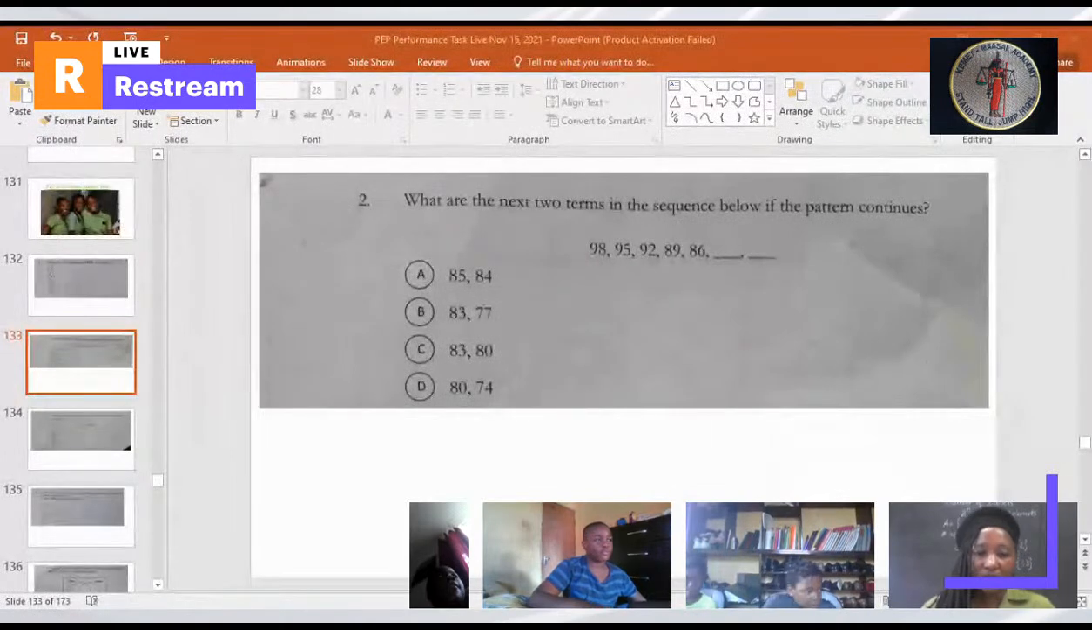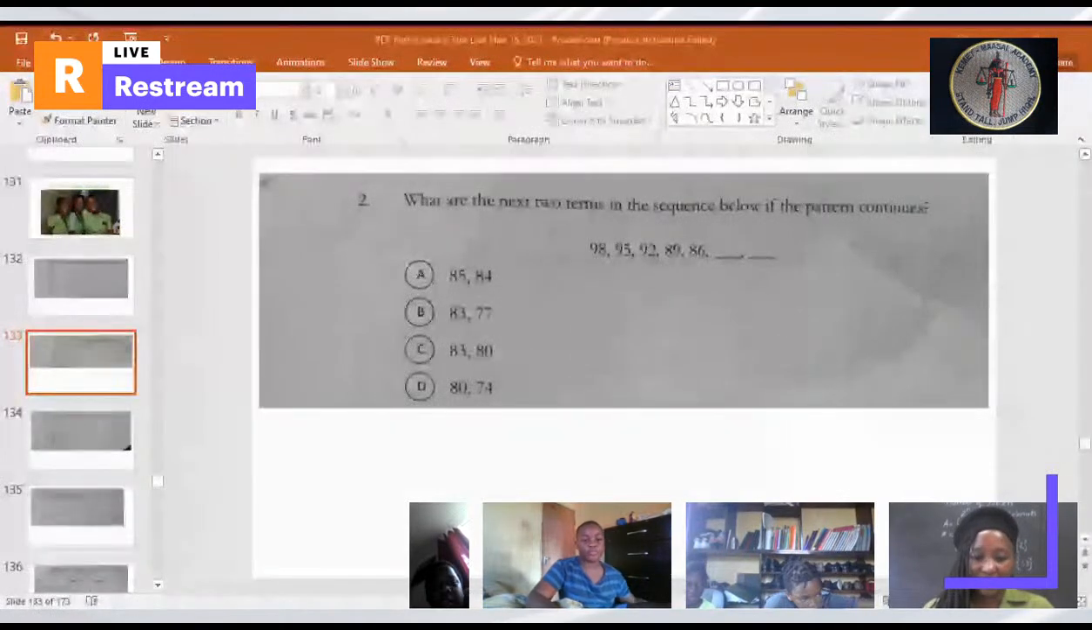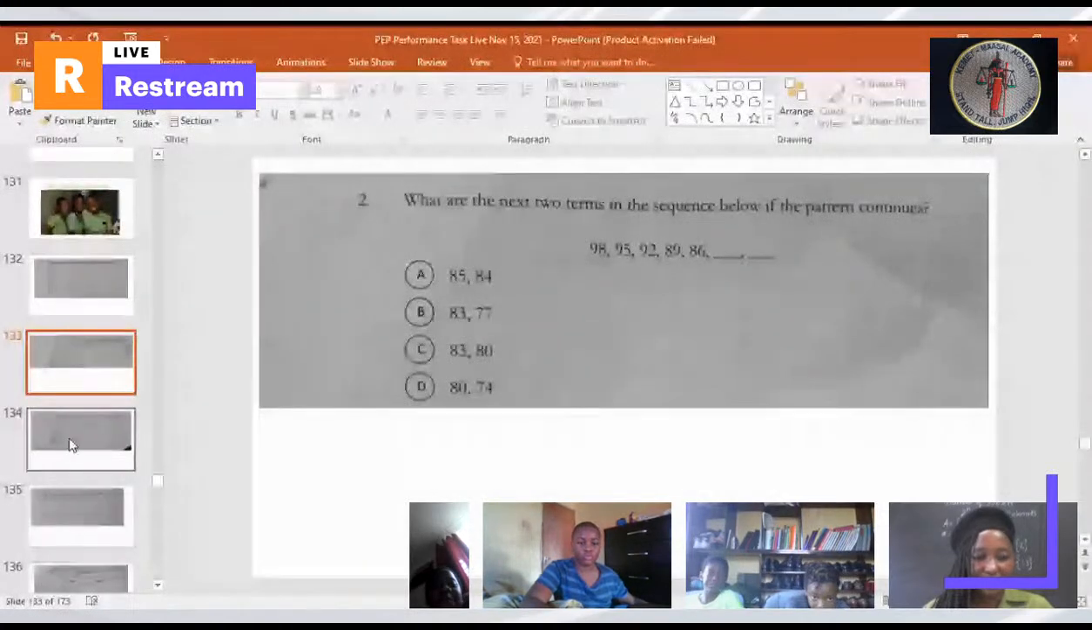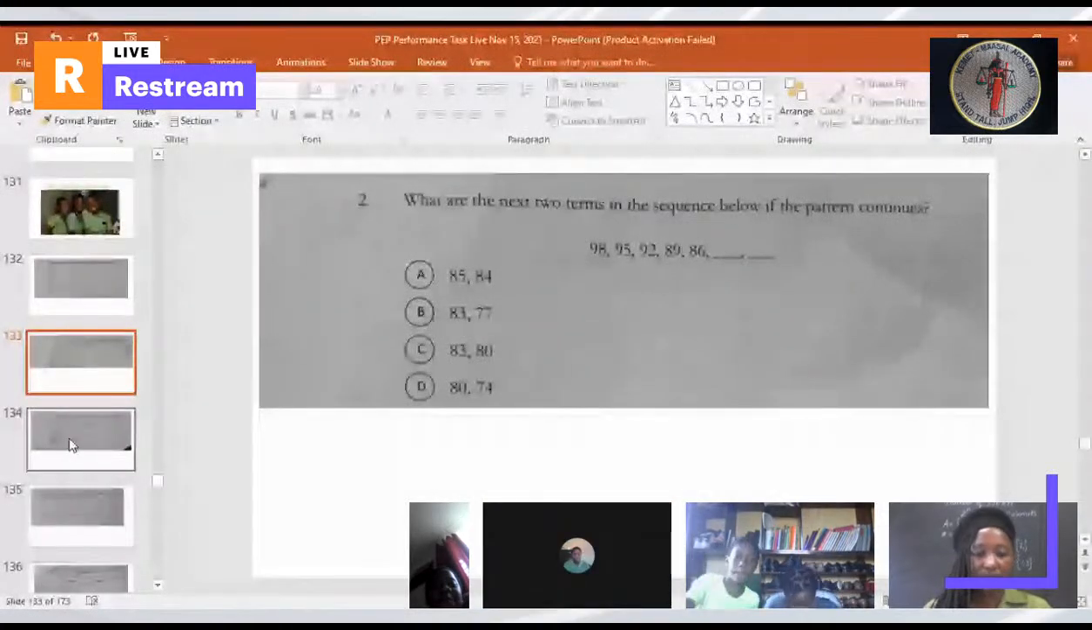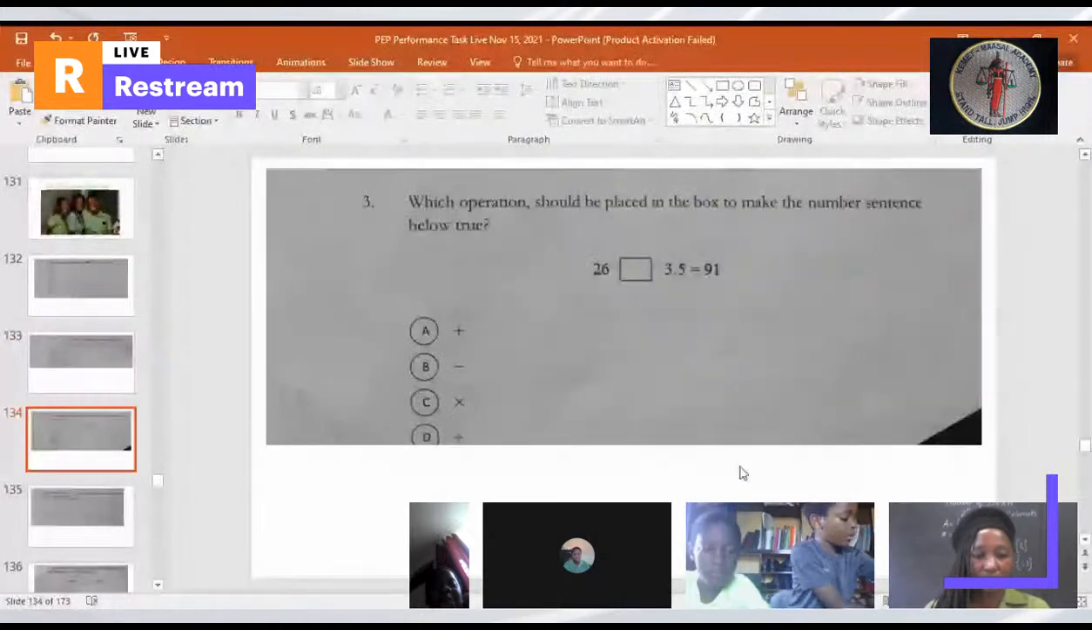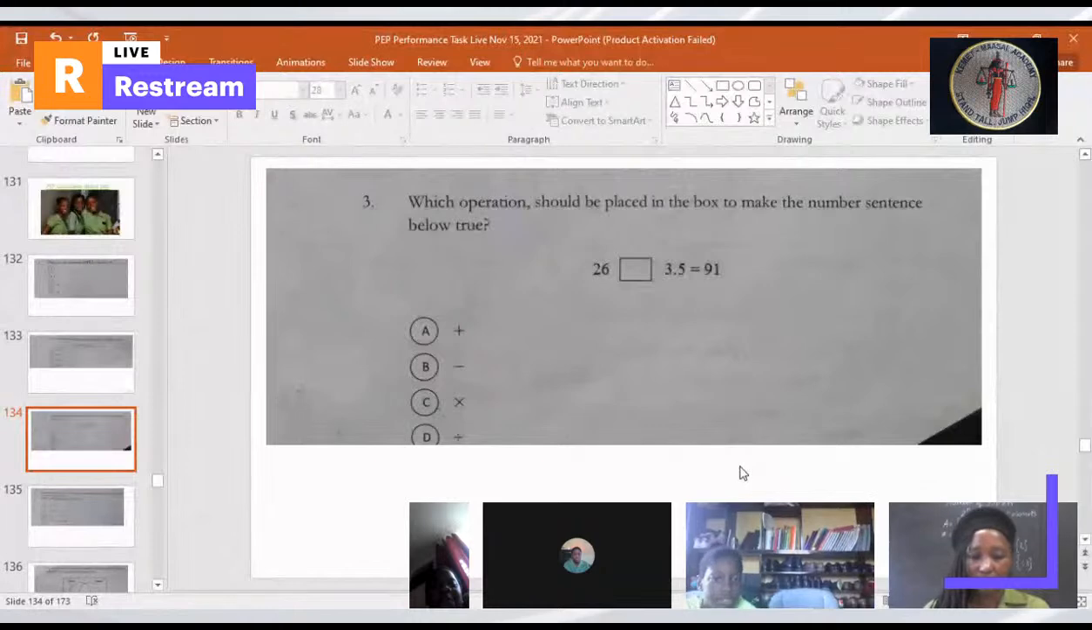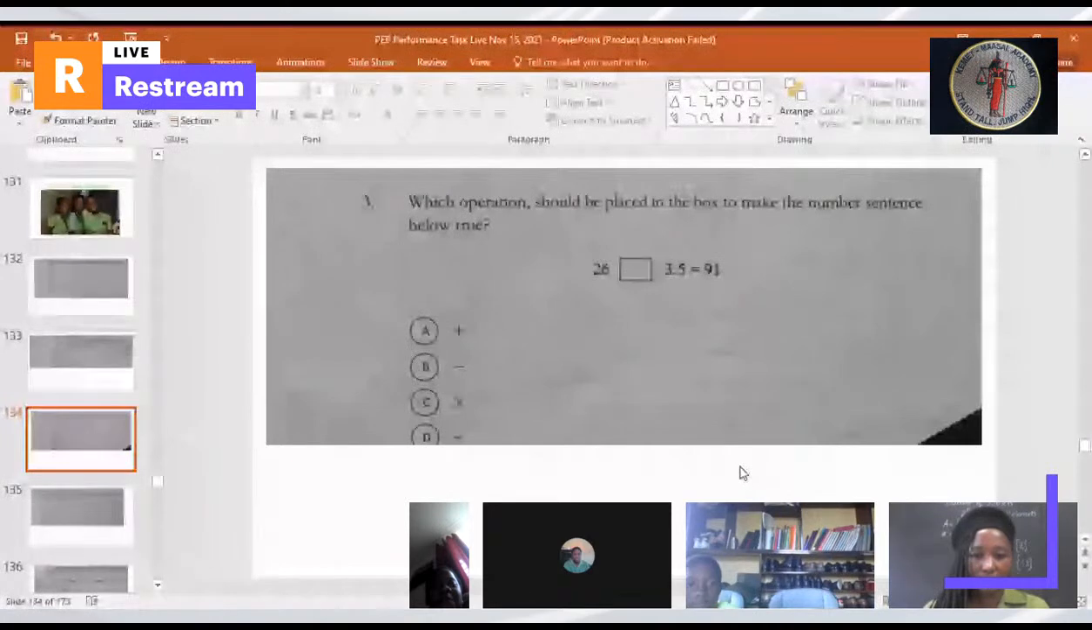Welcome. Let's go to the next question. John, please read this question. Miss, which operation in the box makes the number sentence true? 26 box 3.5 equals 91. Number 3. Which operation should be placed in the box to make the number sentence true?